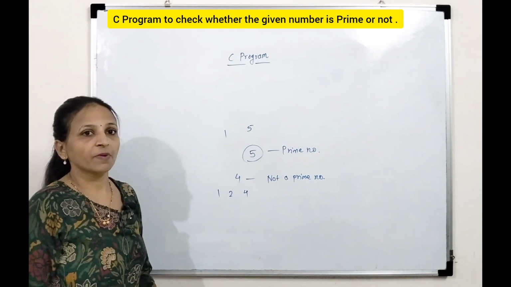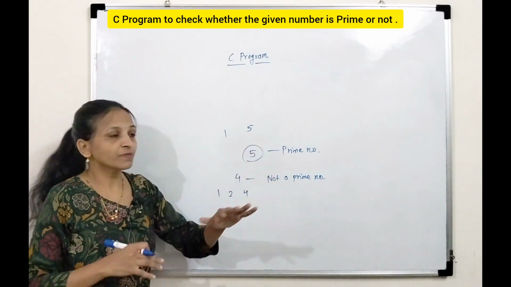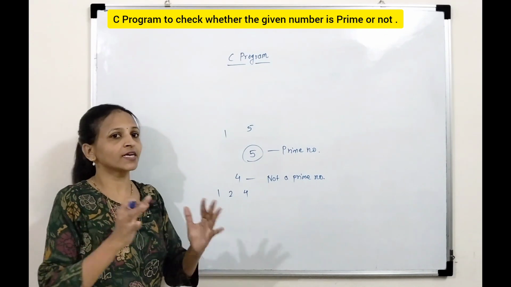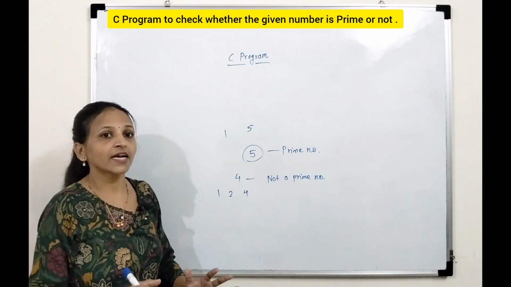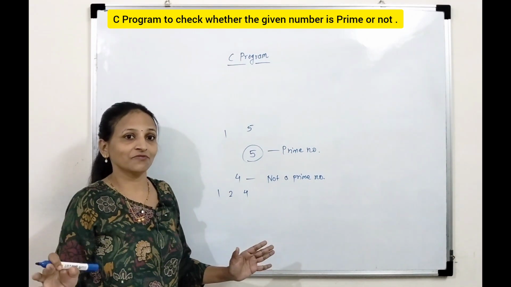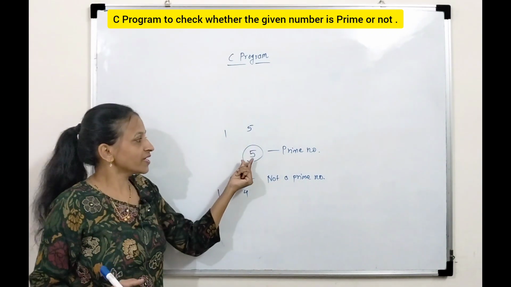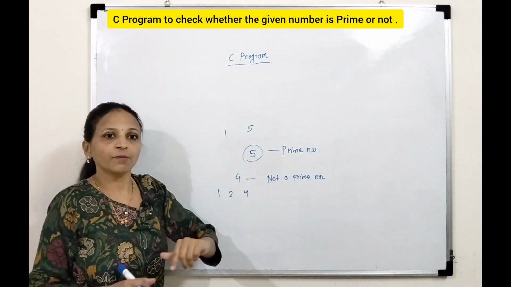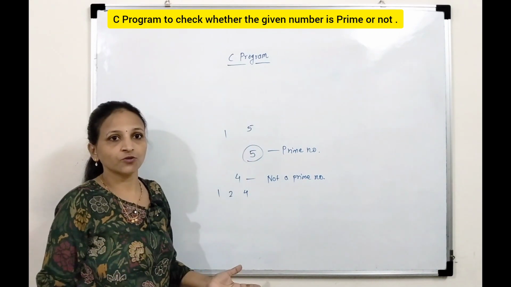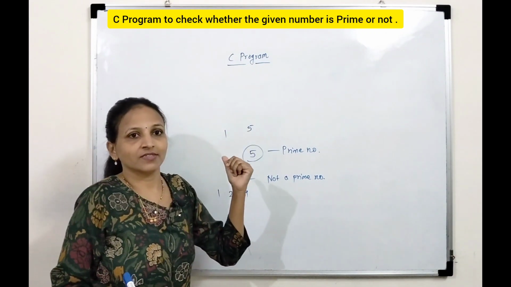Here what logic can we apply? If we only check that the number is divisible by 1 and itself, then we cannot say that a number is prime, because all numbers are divisible by 1 and itself. Here we have to check that it should not be divisible by any other number other than 1 and itself. Getting my point? How can we check that? If we try to divide 5 by 2, the remainder is not 0. By 3, the remainder is not 0. By 4, the remainder is not 0. Means it is not divisible by 2 to 4.